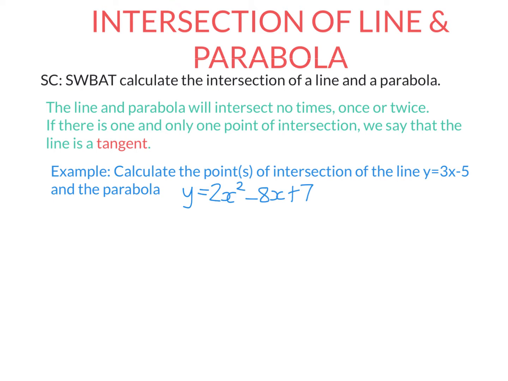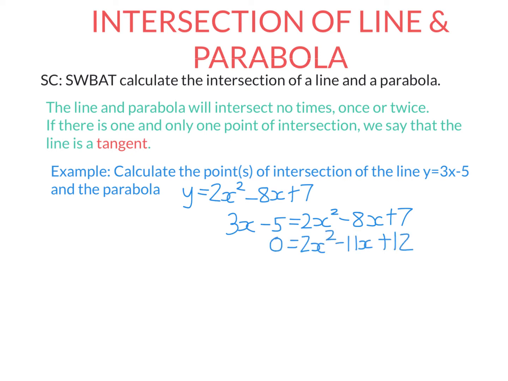All right, let's start with this example here. We're going to calculate the points of intersection of this line and this parabola. So basically, we want to find a point that this line goes through and this parabola also goes through. So they'll have the same x and y values. So all we need to do is equate the two. Let this equal this. So we now have a quadratic equation to solve. You should know by now, to solve a quadratic, we need to have one side equal to 0. So we're going to subtract 3x and add 5 to both sides.